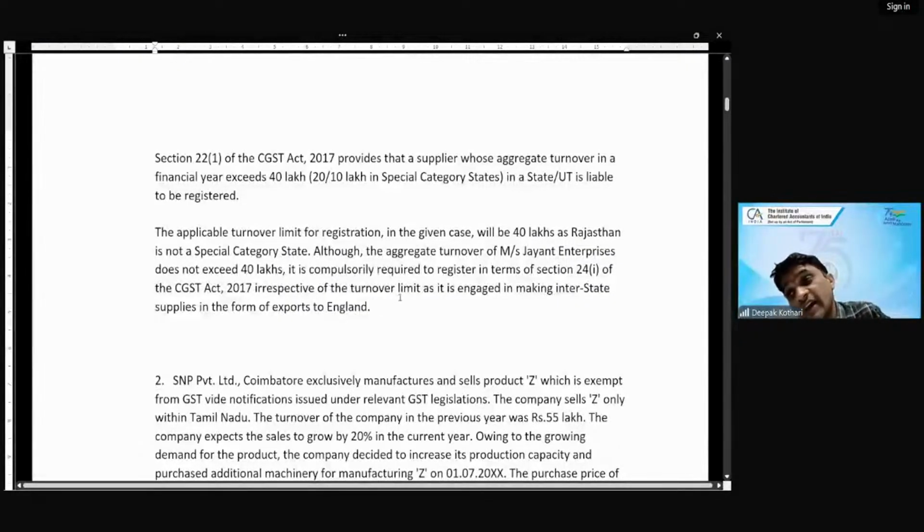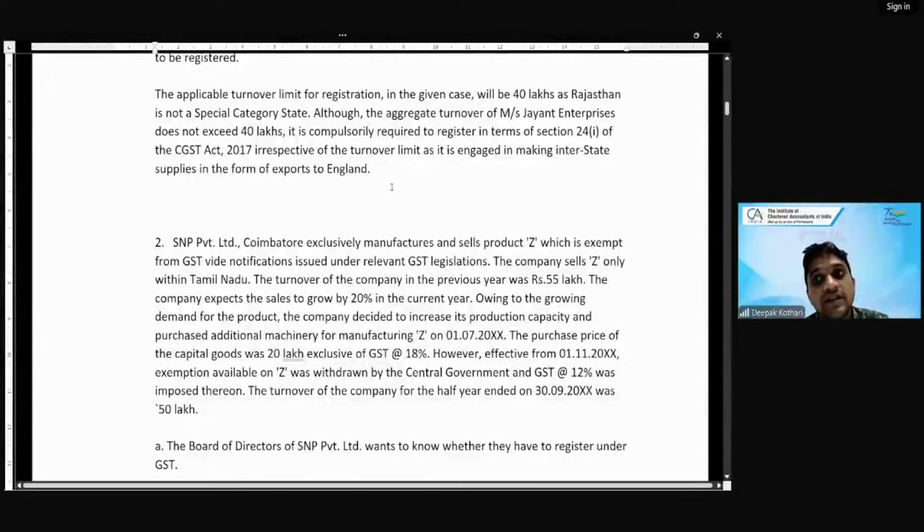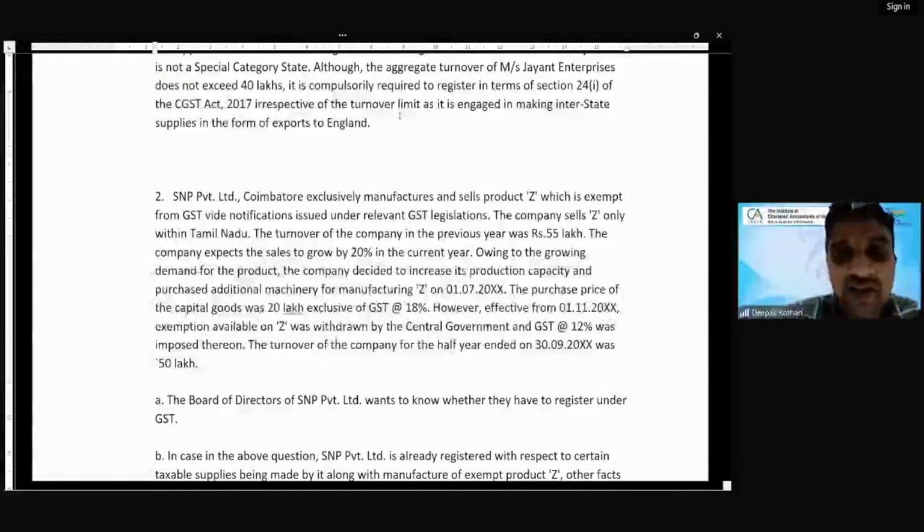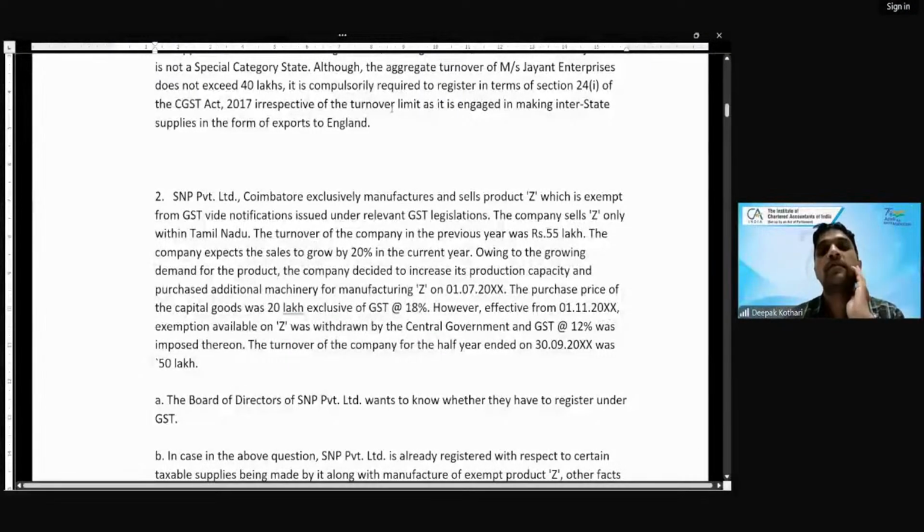Exports and imports are treated as zero rated supply. That is the reason in this case he should be registered, because if you are doing an interstate transaction of any value, even a nominal value, still you have to compulsorily register. So that's the reason in this case he will have to apply for registration.